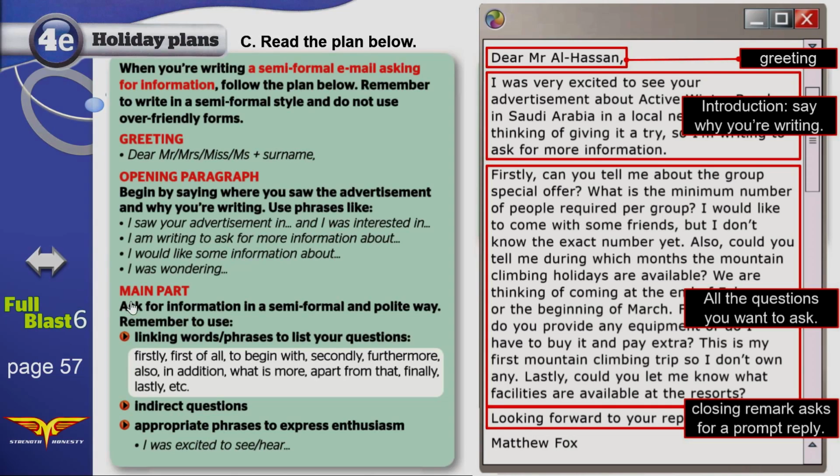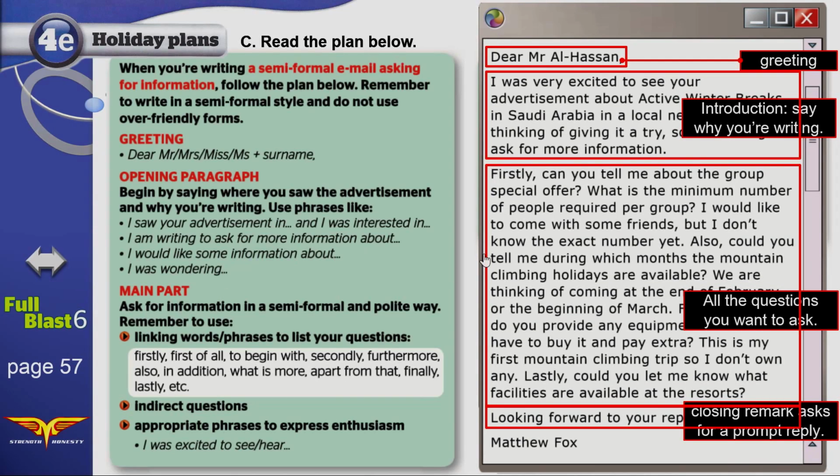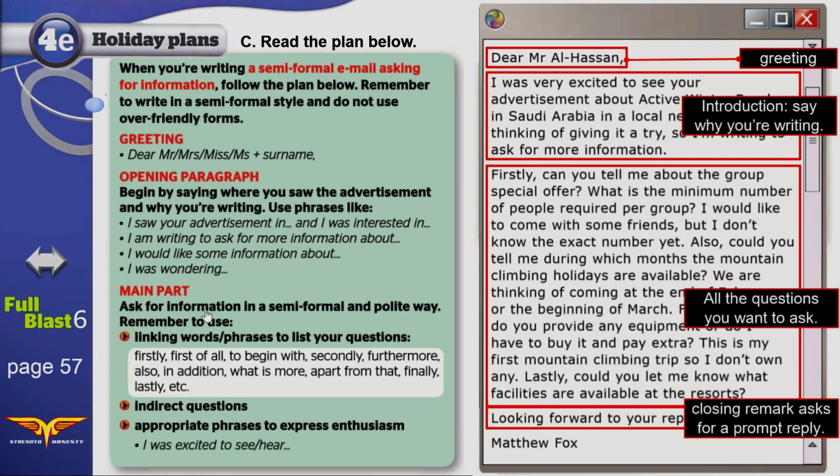And then you move on to the main part, which is this big part. What do we do here? We write our questions. Ask for information in a semi-formal and polite way. How do we achieve that? By using indirect questions. You want to be polite? You want semi-formal questions? Don't ask, where are you? That is informal. That is not polite. You do that with friends. You want to ask the same question, you say, can you tell me where you are? Now that is polite, semi-formal.